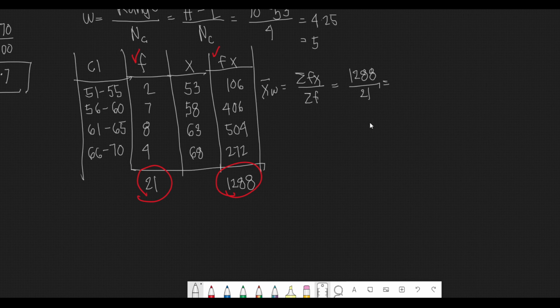So 1288 divided by 21, that would be 61.33 seconds. So this is now our final answer.